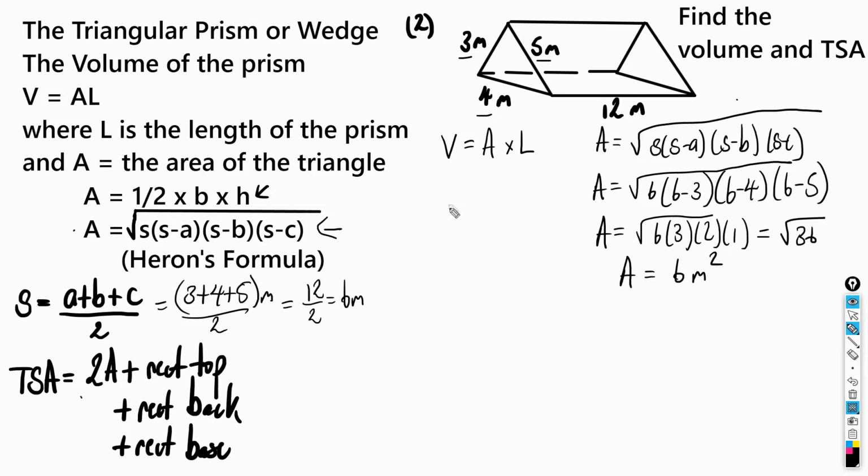All right, guys. So we can easily find the volume now. The volume is equal to 6 meters squared multiplied by the length. And in this case, the length is 12 meters.